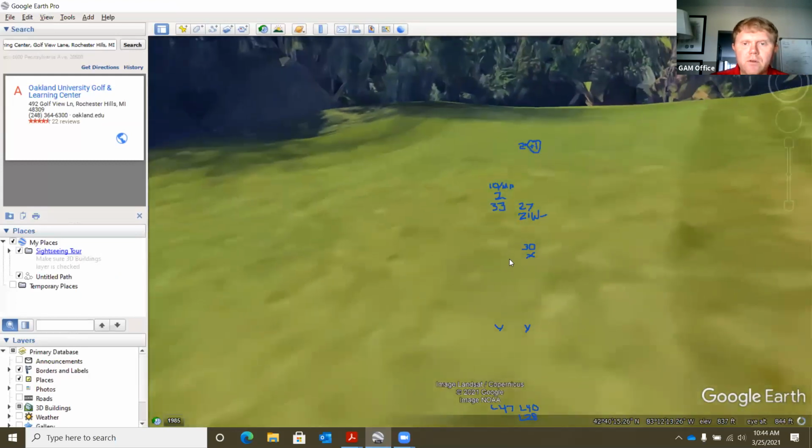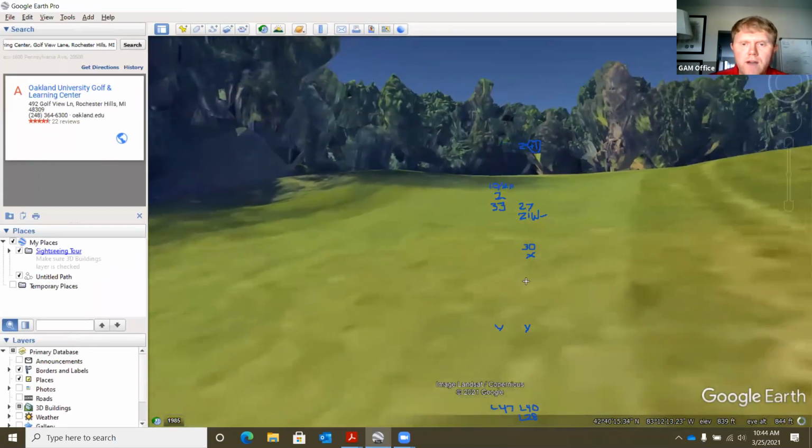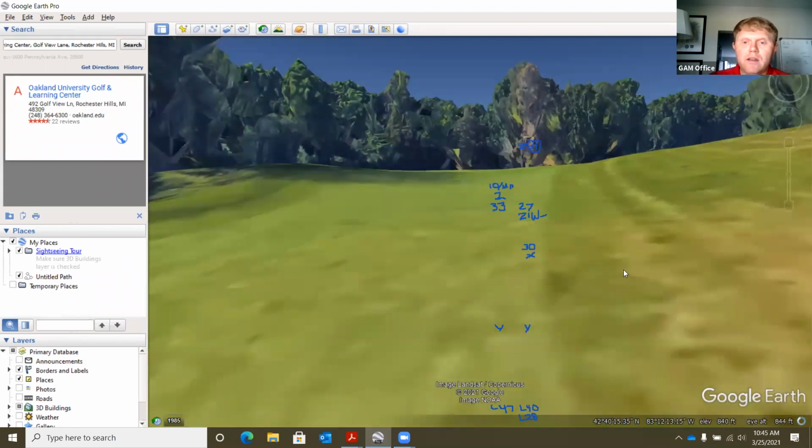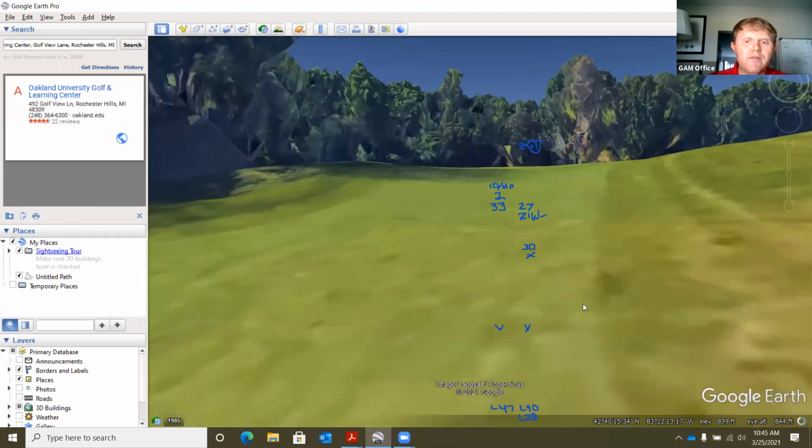And then the last thing we'll look at before we move on, we'll look at trees here as well and how that impacts recovery. But then we'll also look at our topography. So in this case, it's really.